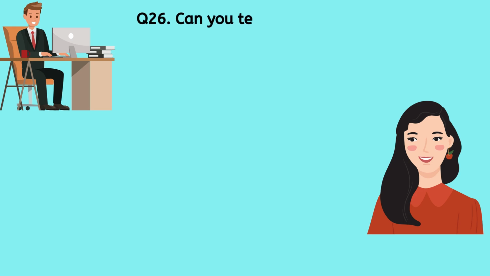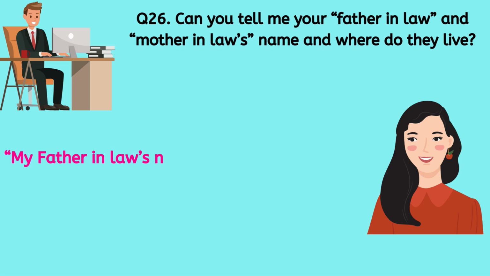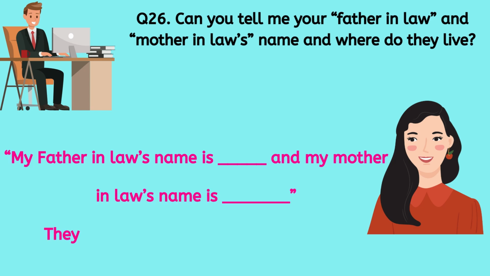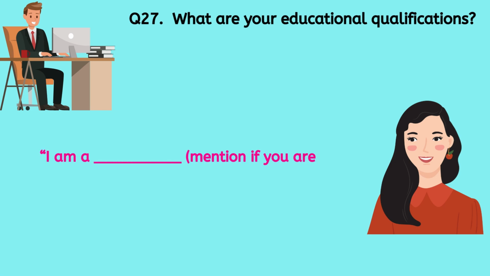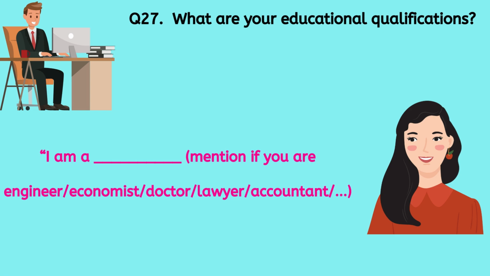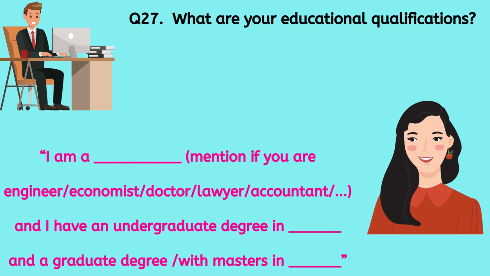Then they might ask you, can you tell me your father-in-law and mother-in-law's name and where do they reside? Please make sure to remember their names correctly and the city where they live. If one of them is deceased or both are deceased, please make sure you mention that as well. They might also ask you about your educational qualifications. And you can simply say, I'm an engineer, an economist, doctor, lawyer, accountant, designer, whatever is it that you do, you could mention that as well.